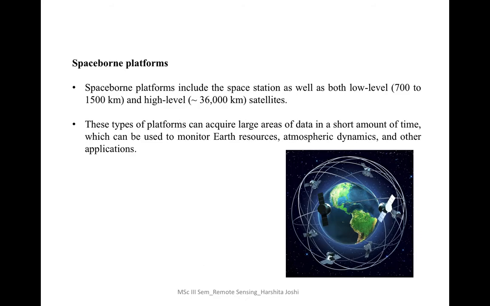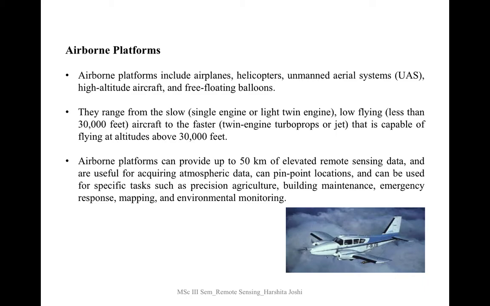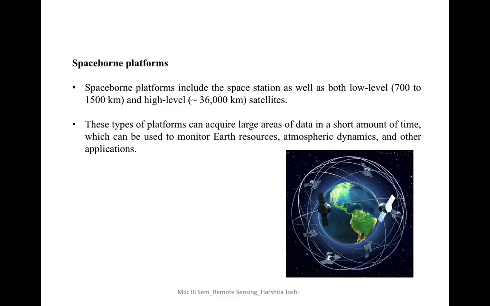Then come the spaceborne platforms. The major platforms being used for remote sensing are space-based or spaceborne platforms only. While doing photogeology, you had taken the remote sensing images or panchromatic images which have been taken through airborne platforms. We will study the spaceborne platforms in detail. Space-based platforms include space stations as well as both low-level and high-level satellites, that is within an altitude of 700 to 1500 kilometers and approximately 3600 kilometers.